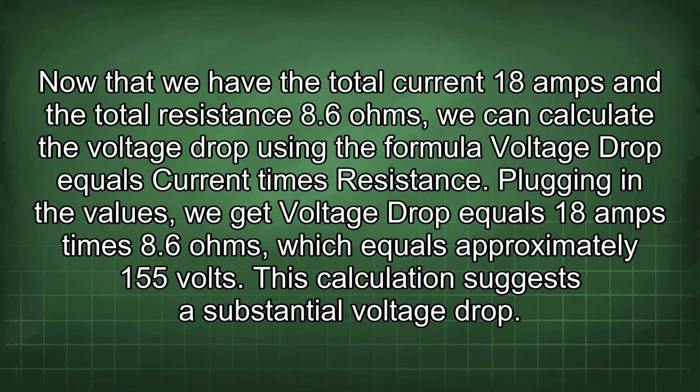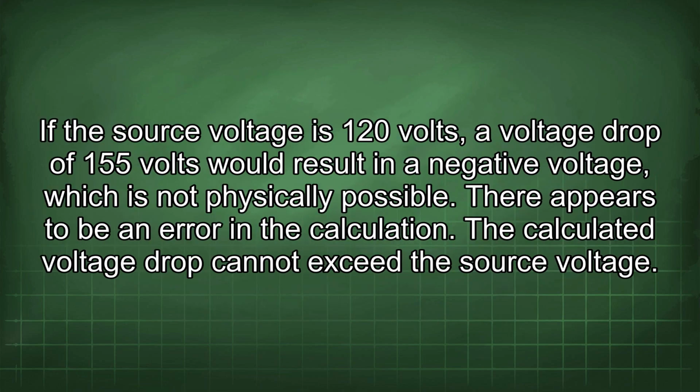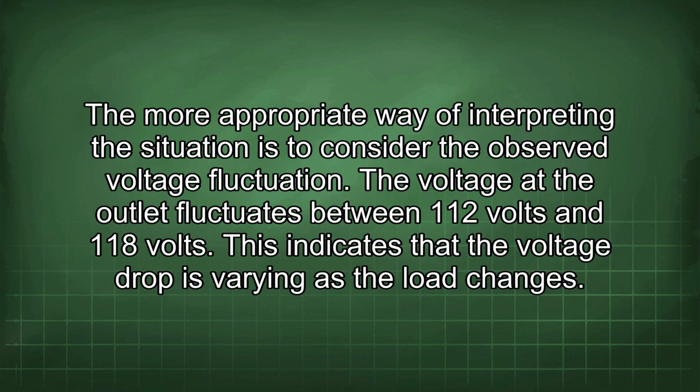This calculation suggests a substantial voltage drop. If the source voltage is 120 volts, a voltage drop of 155 volts would result in a negative voltage, which is not physically possible. There appears to be an error in the calculation. The calculated voltage drop cannot exceed the source voltage. The more appropriate way of interpreting the situation is to consider the observed voltage fluctuation.